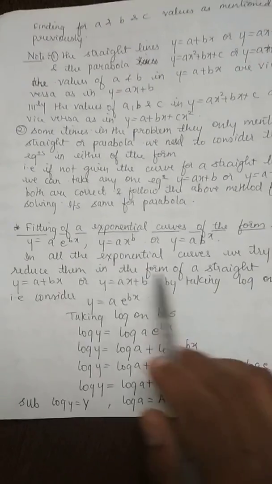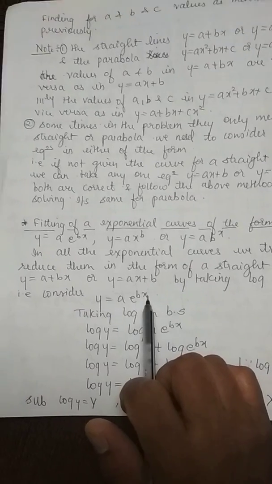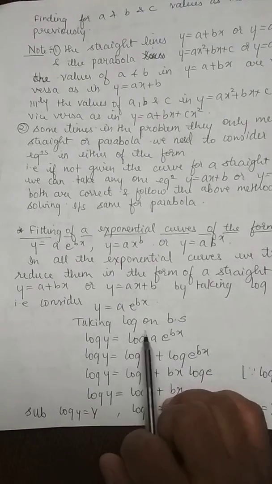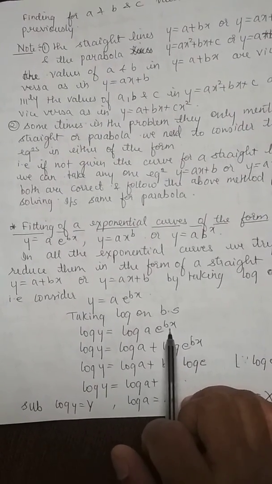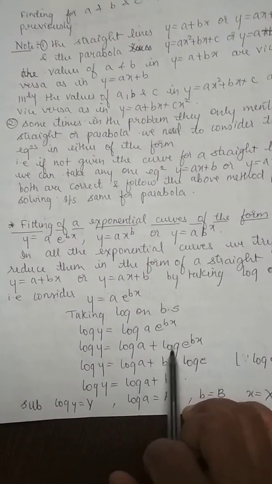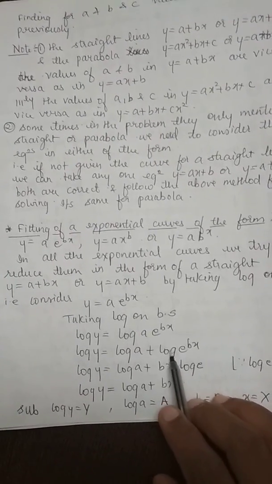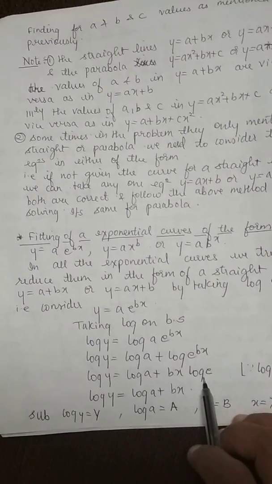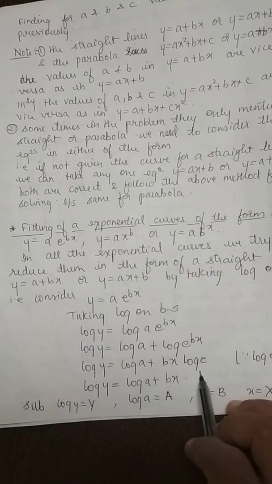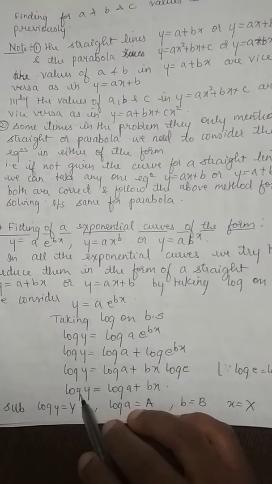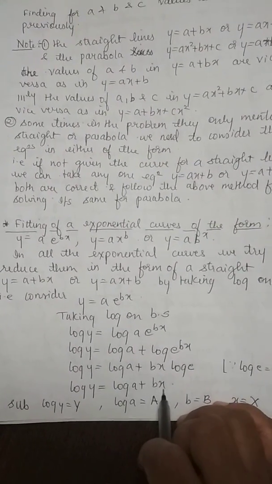To reduce it, we have to take log on both sides. So consider y is equals to a into e raised to bx. Taking log on both sides, this becomes log y is equals to log of a into e raised to bx. Applying the property log a into b, that is log a plus log b. Here still applying the property log a raised to m will be written as m log a. Here log e, there is no base mentioned, means it is to the base e, and we know that log e to the base e is 1. So my equation will become log y is equals to log a plus bx.